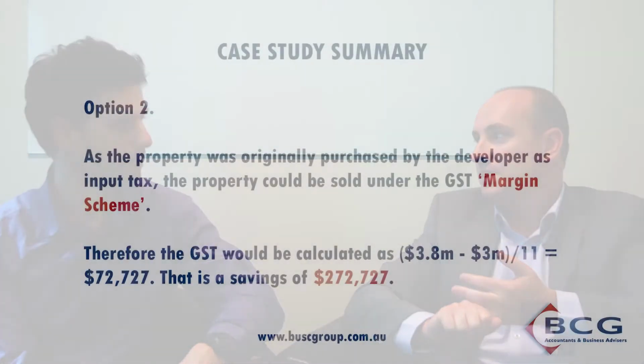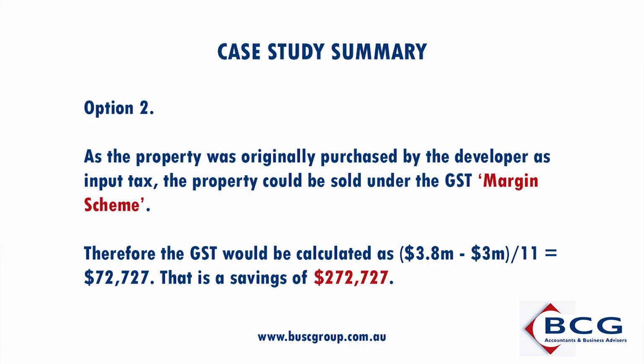Right. Good outcome. Option two, he could have elected to sell it on the margin scheme. Now, based on the numbers that were involved in this transaction, that would have been a savings of around about $272,000. Still a much better outcome than what he was actually faced with at the time.